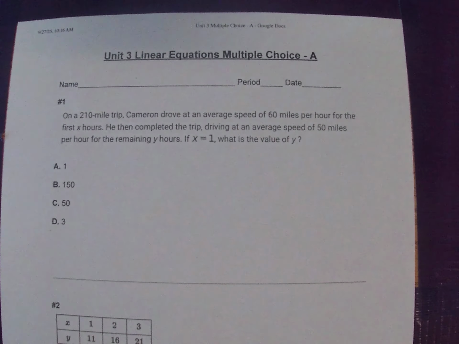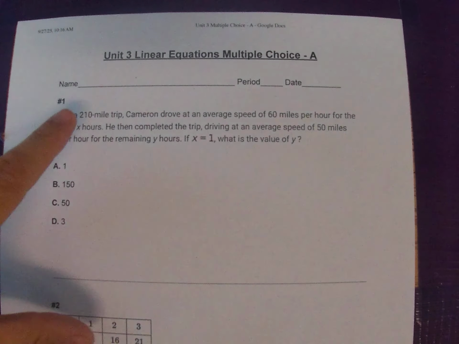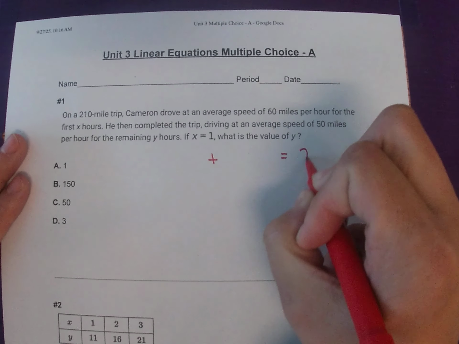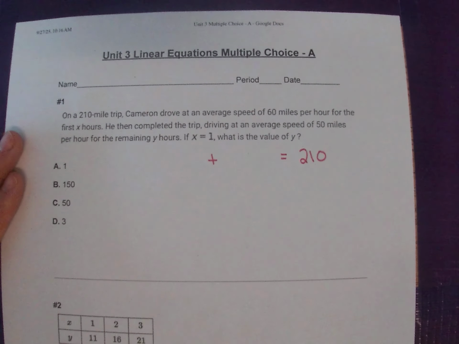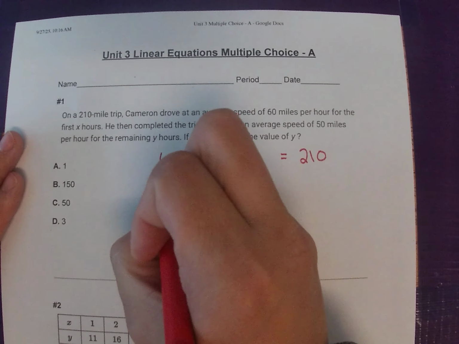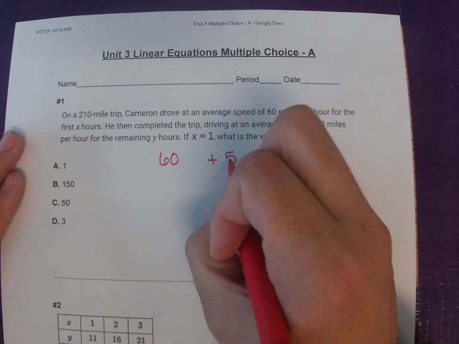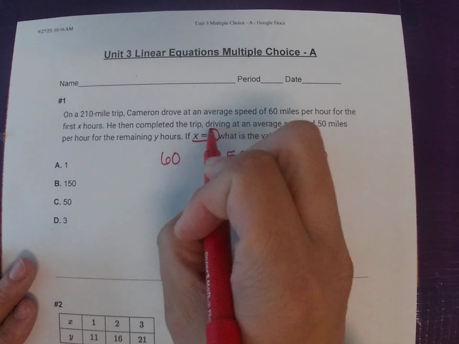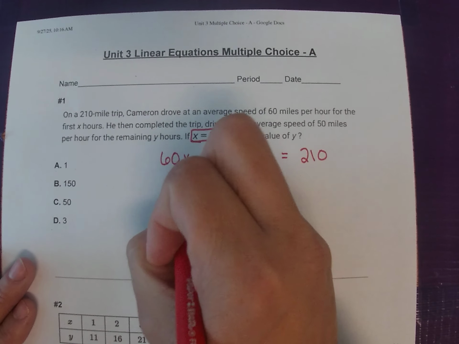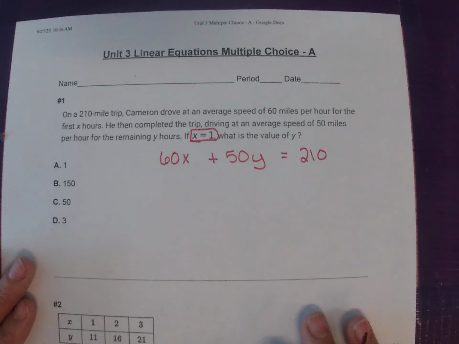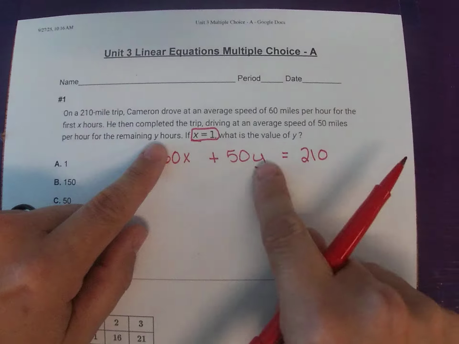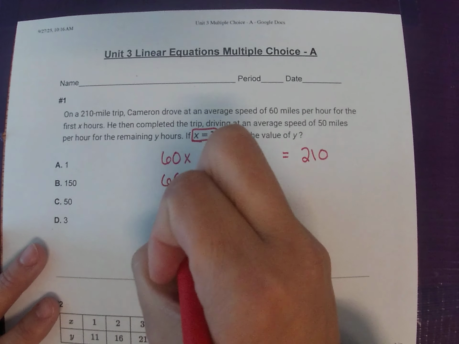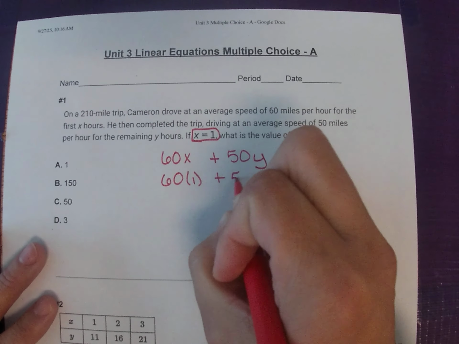Okay, so this is just a total story problem, right? The total trip was 210 miles. We know he drove for a while at 60 miles per hour, and we know he drove for a while at 50 miles per hour. It's just that this is telling us that X equals 1. So even if we say that this was X and this was Y, right? For Y hours is 50, and for X hours is 60, right? It's then telling us to replace X with 1.